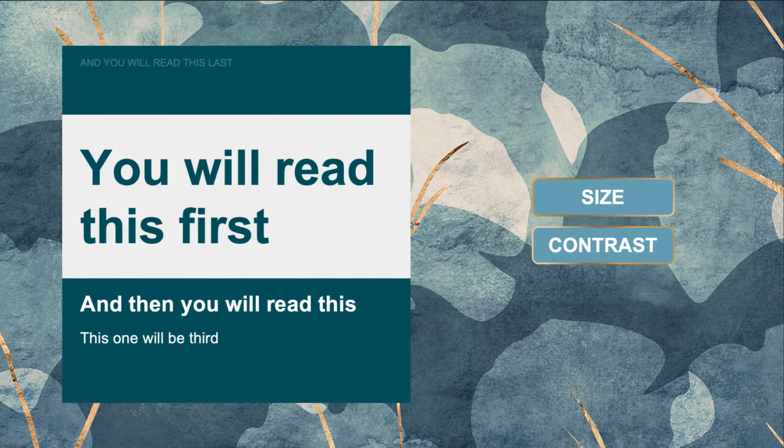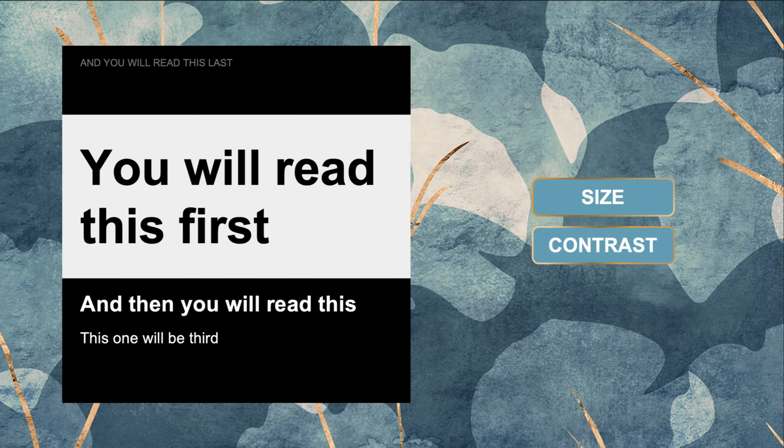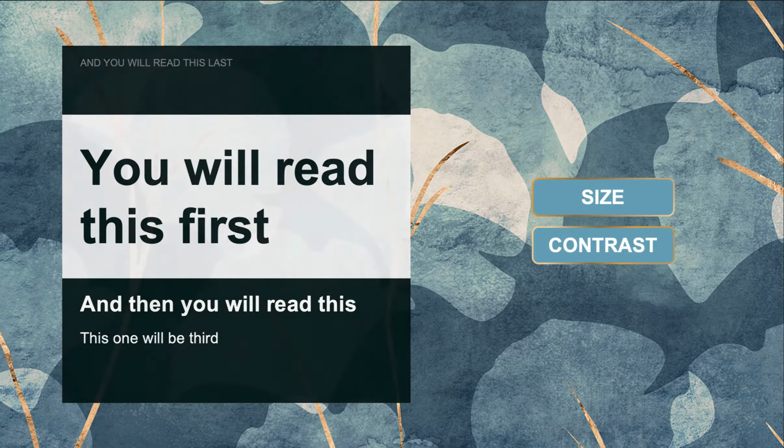The next principle is contrast. Contrast refers to the difference in light and dark between letters and the background that they're set against. So black letters against a white background, or vice versa, will always provide the most contrast because black and white are opposite extremes on the scale of light and dark.